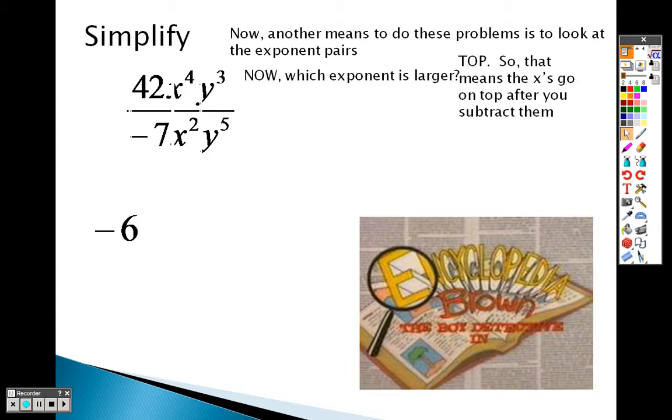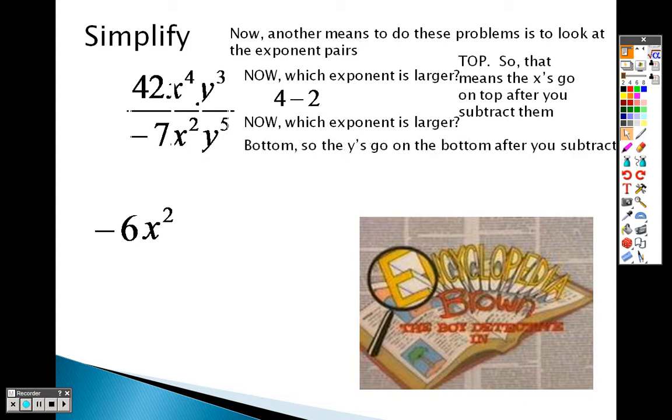And which one's larger, right? The 4 is larger, which means it's going to go on the top. So our answer is going to go on top. If I look at the y's, y cubed and y to the 5th, which one's larger? The bottom, right? 5 is bigger than 3, which means our answer of y is going to go on the bottom. So we subtract, 5 minus 3, and you get a positive 2, and that goes in the bottom.